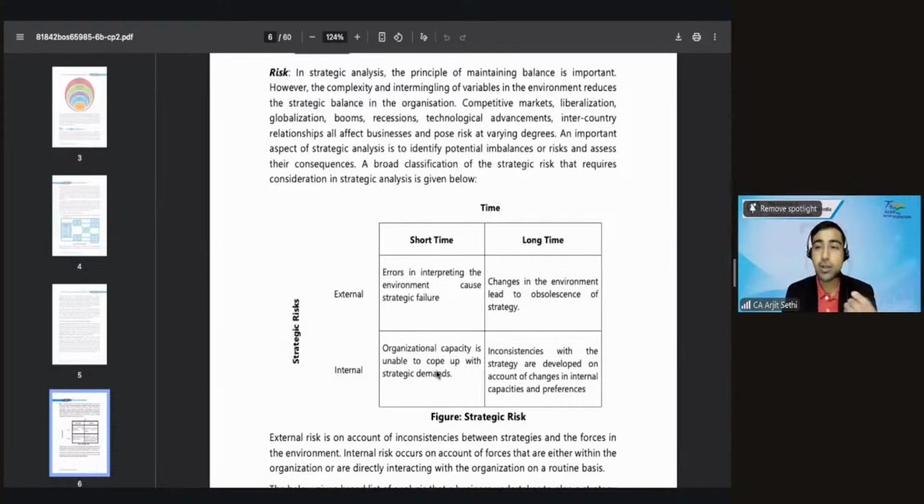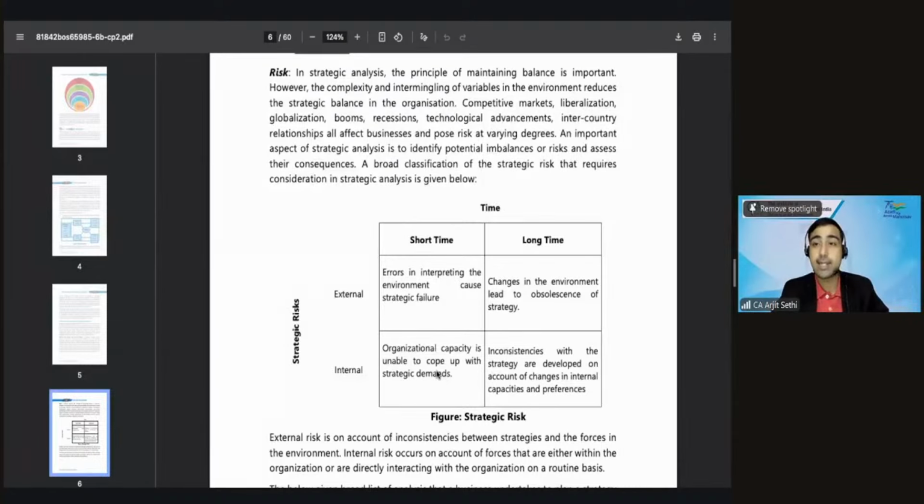The factories thought we'll make 1 lakh pieces and people will not buy, not buy. It went viral and the demand was for 20 crore units, unable to meet demand. So local players, local manufacturing started making that, right? So the organizational capacity is unable to cope with your strategic demand. That's called internal short-term risk.